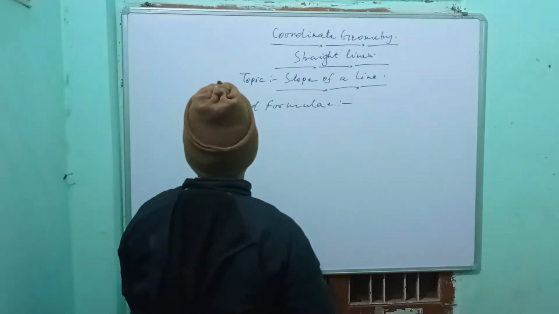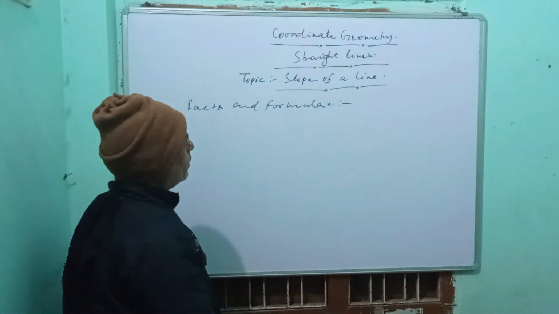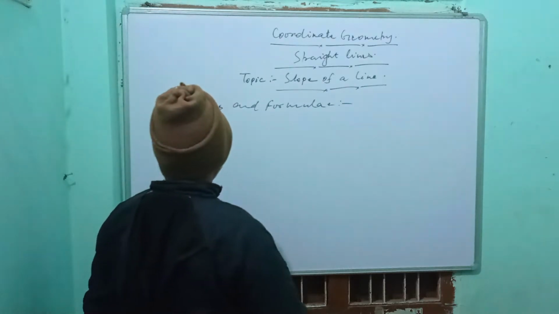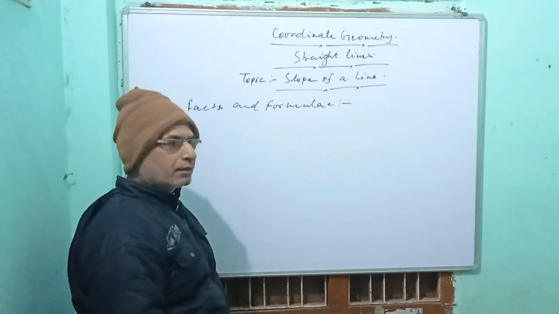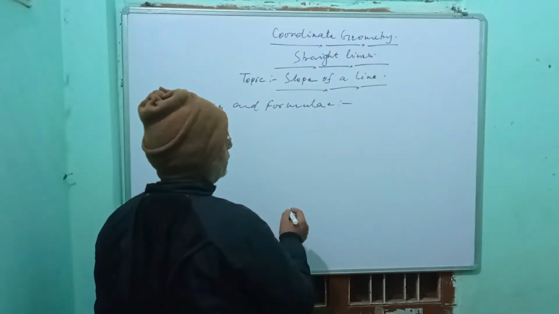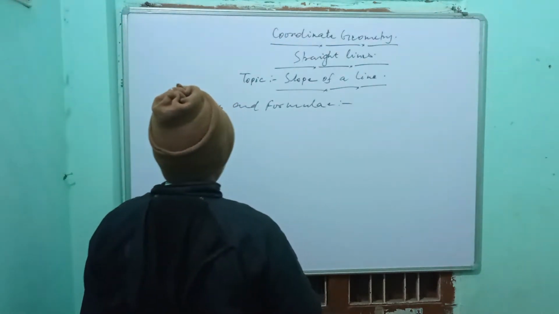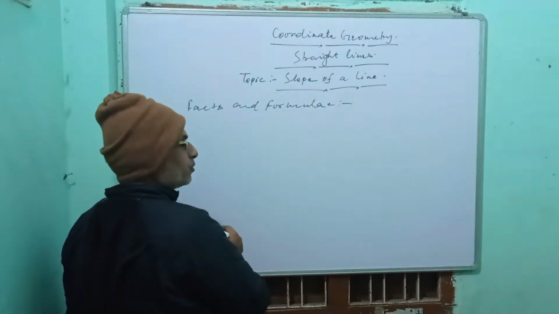Today we will start slope of a line, and about that we revise some facts and formulas which have been already taught in previous classes. Then first we define the slope of a line.